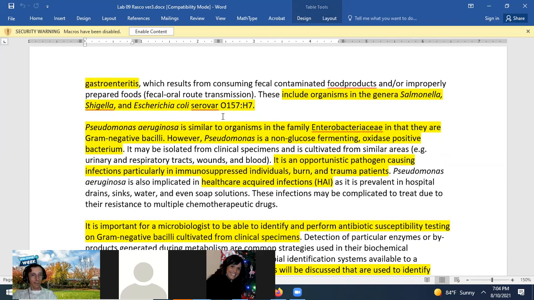Another of the gram-negatives we have to talk about are the Pseudomonas, the Pseudomonadaceae family. There's one member in particular, Pseudomonas aeruginosa. They're similar to the family Enterobacteriaceae in that they're gram-negative bacilli. However, all of the Pseudomonas do not ferment glucose, so we call them non-glucose fermenting. They're oxidase positive. And those are the two ways they differ between Enterobacteriaceae and Pseudomonadaceae.